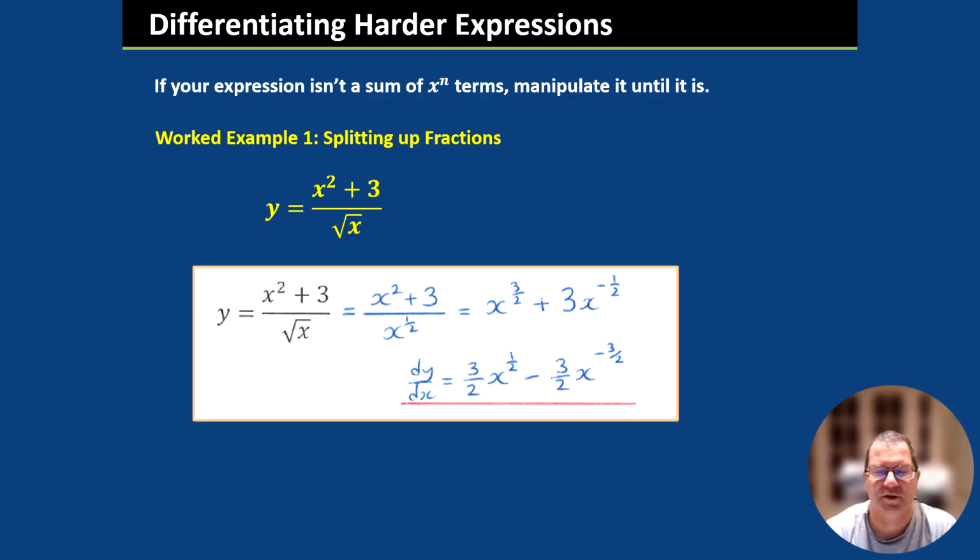So differentiating the first term, we get 3 over 2 x to the half, and then differentiating 3x to the minus half, we get minus 3 over 2 x to the power of negative 3 over 2.